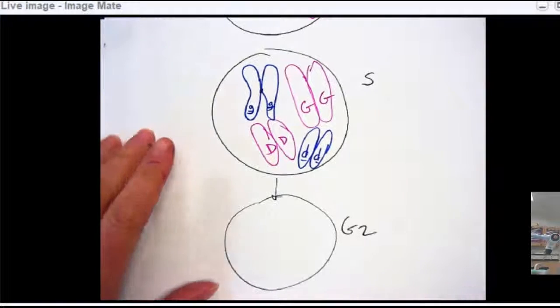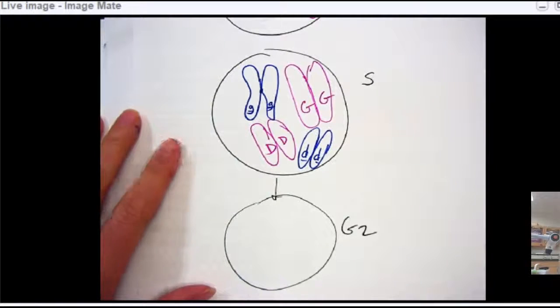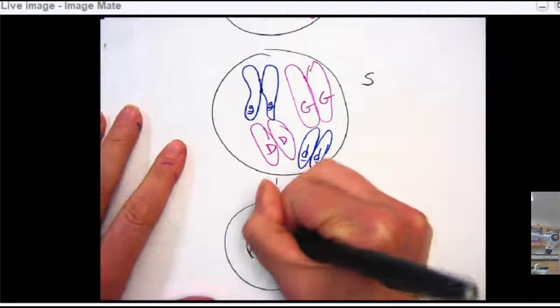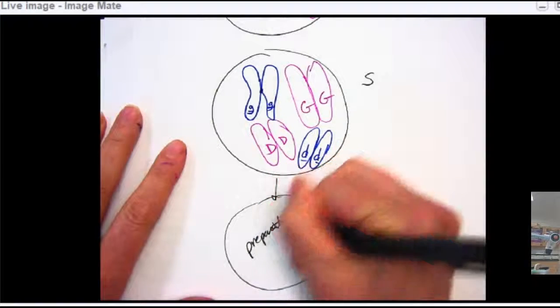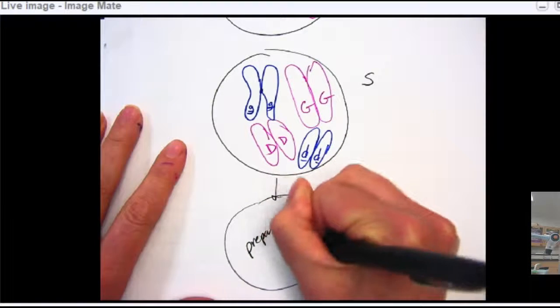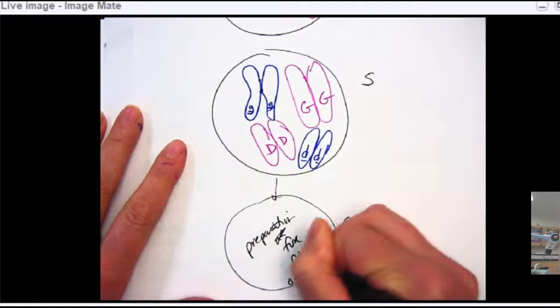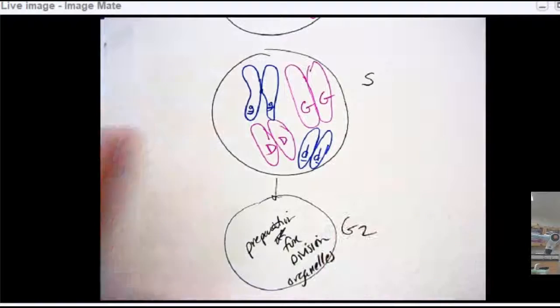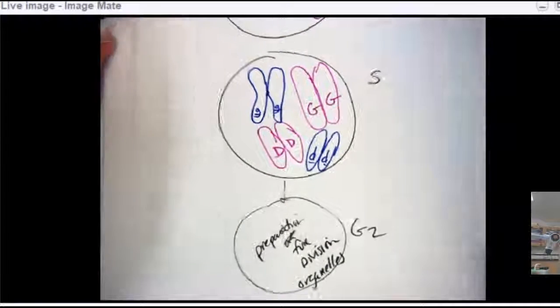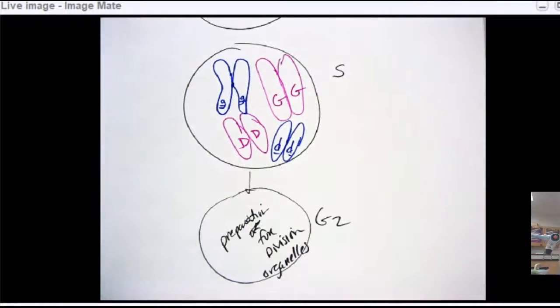What happens in G2? Yeah, so we have preparation for division, but it is mainly about making sure that we have enough organelles and nutrients and everything else before we divide. So now we are ready to go into our first division of meiosis, because remember there's meiosis 1 and there's meiosis 2.